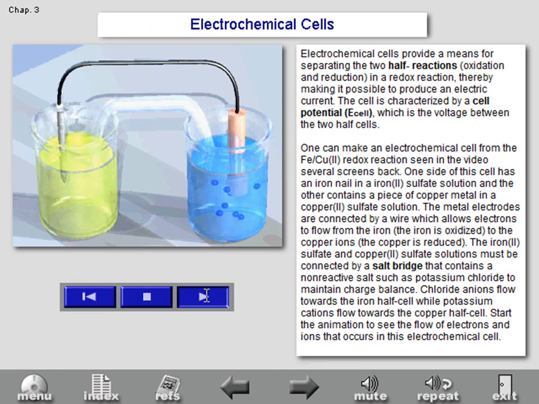Electrochemical cells provide a way to isolate redox half reactions. The flow of electrons that is required to sustain the reaction occurs through a wire that connects the two half reactions. This configuration makes it possible for the redox reaction to do electric work. Start the animation to see, in molecular detail, an electrochemical cell based on the iron-copper redox reaction seen in a previous panel.